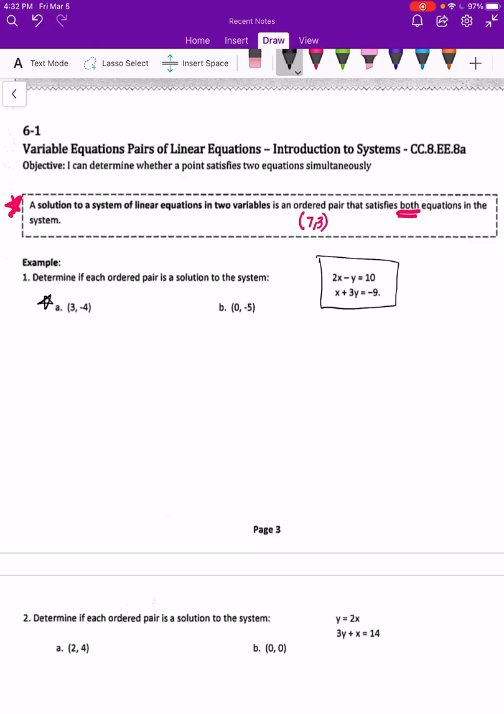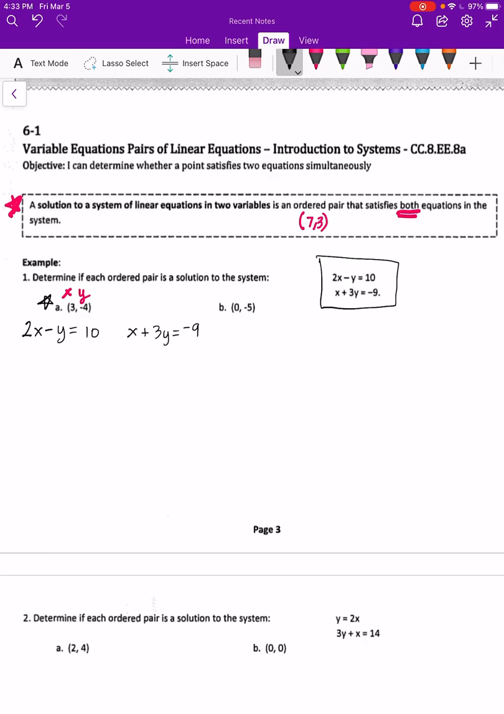You know that this is x and this is y. So we're going to take both equations. I'll write one here, 2x minus y equals 10, and the next one right next to it, x plus 3y equals -9. We're going to do some plugging and chugging: put in the x and the y, solve, and see if one side equals the other.